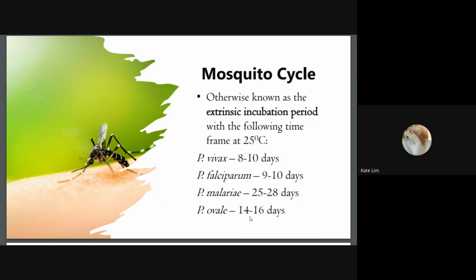Last but not least, we have Plasmodium ovale. It has a moderate extrinsic incubation period compared to the three. It is typically around 14 to 16 days. While it is not as common as Vivax and Falciparum, please take note that ovale is still important. It still contributes to malarial infections.